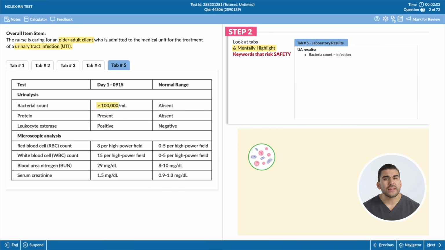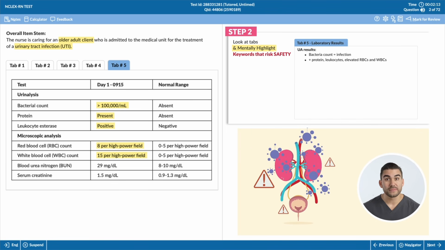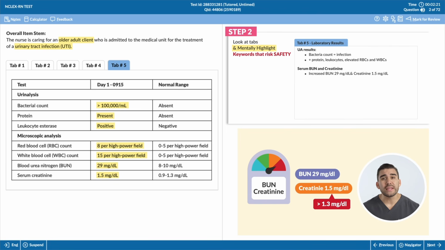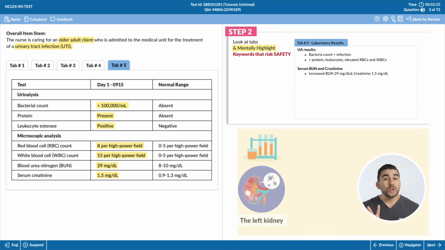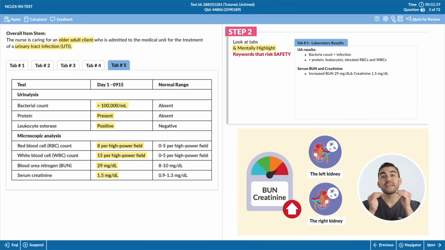So we see a bacteria count indicating infection. Also positive protein, leukocytes, and elevated RBCs and WBCs. So this indicates a major UTI. Now also BUN and creatinine are both high. BUN is 29 and creatinine is 1.5. Remember, anything over 1.3 is bad kidney for creatinine. And also remember, we have 2 kidney labs for 2 kidneys affected. So when BUN and creatinine are high, this means 2 kidneys are actually impaired.